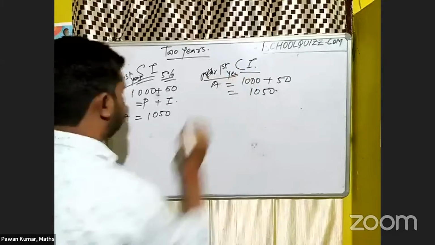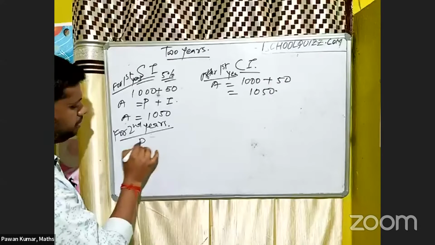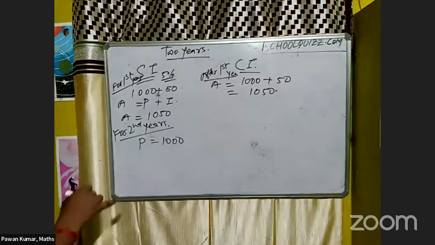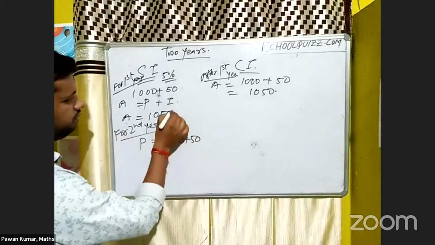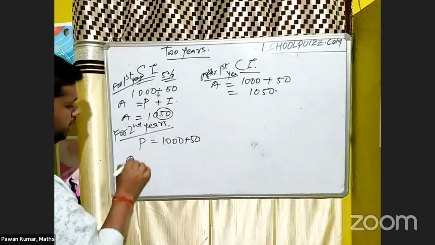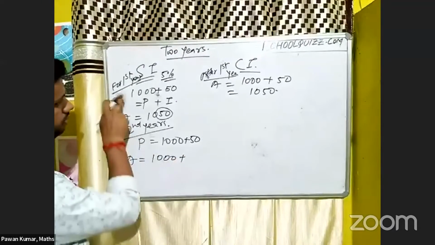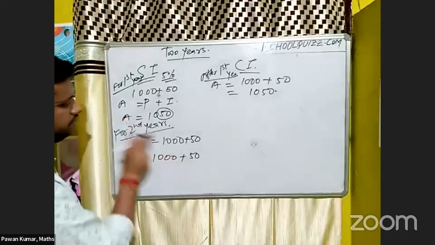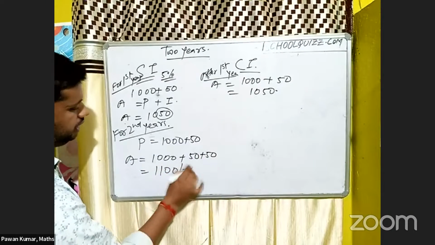Okay. Now what will be the second year? For the second year, the principal is the same, 1,000 rupees, correct? And they are again keeping 50 rupees for that. Understand? So after 2 years they will keep 1,000 for the principal, 50 rupees interest for the first year, and 50 rupees interest for the second year. So they will charge 1,100 after 2 years.